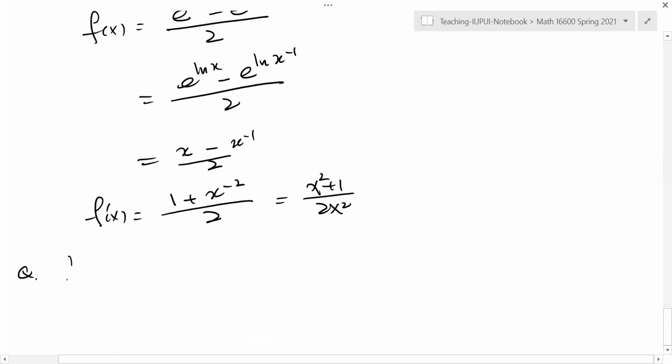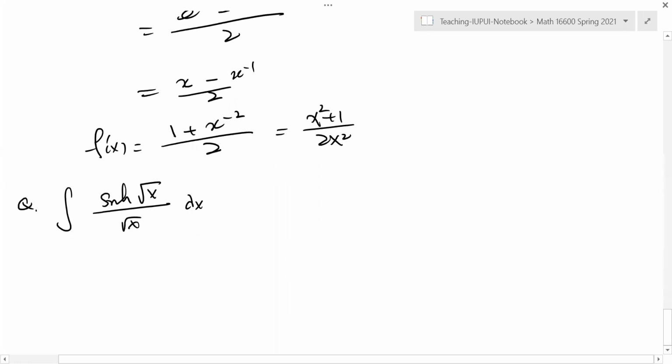Another problem is the integral of hyperbolic sine of square root of x, over square root of x, dx. And clearly, for this problem, you have to use a substitution, right? So you let u be square root of x, then you try it, right? Try this substitution to see if we can evaluate the integral.